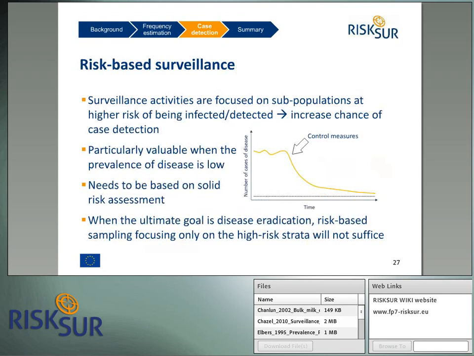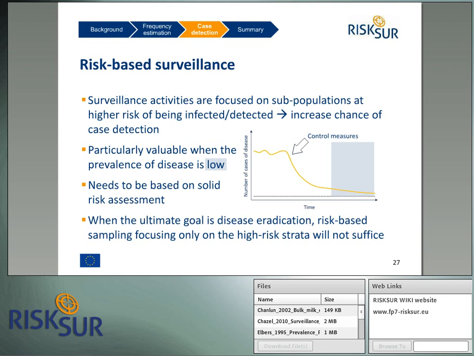And after a successful control program, we might expect that the number of new cases arising in time will be lower and lower. In this situation, risk-based surveillance can improve the case-finding capacity by targeting the surveillance efforts to the subpopulation at higher risk of being infected or detected. It is, however, important to remember that risk-based surveillance needs to be based on a solid risk assessment, because inappropriate risk definitions might lead to inappropriate allocation of surveillance efforts and possible waste of resources.